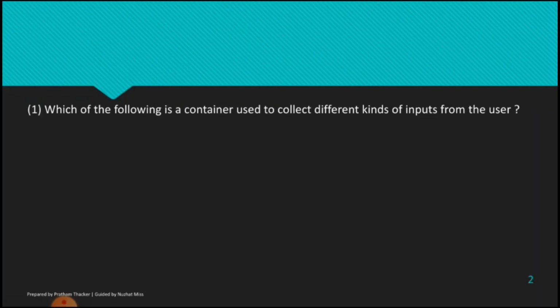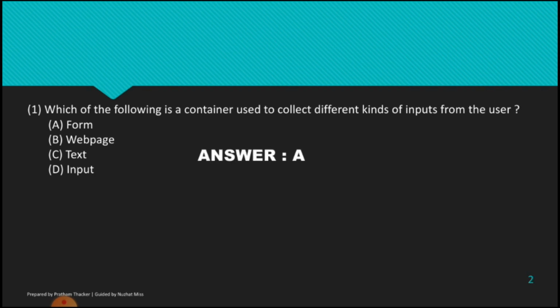Which of the following is a container used to collect different kinds of inputs from the user? Is it option A form? Is it option B web page? Is it option C text? Or is it option D input? Answer is option A form.